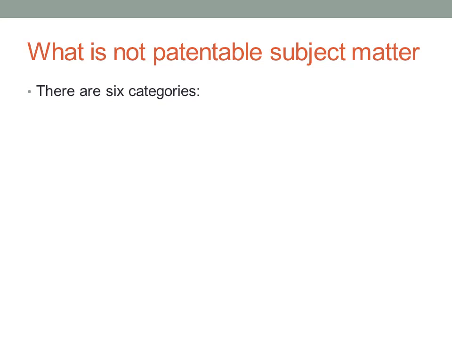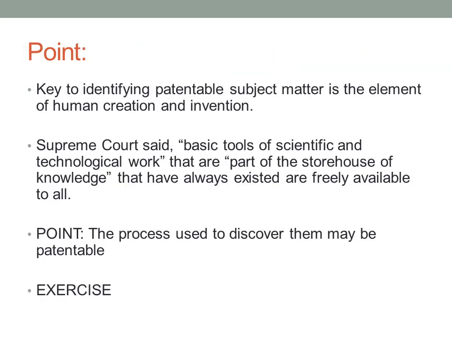Abstract ideas are not. Mental processes, like the way the human mind thinks, that is not. Those are all not subject matter to patents. Why not? Well, our Supreme Court said these are basic tools that are part of the storehouse of knowledge. These things have existed, so they are freely available to us all to use. So the key to identifying patentable subject matter is the element of human creation and invention. So the point is, the process used to discover them might be patentable, but those things themselves are not.